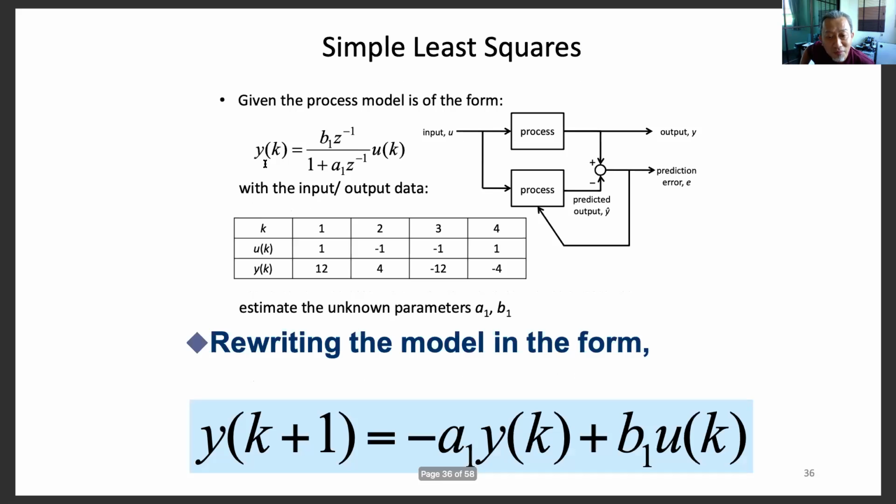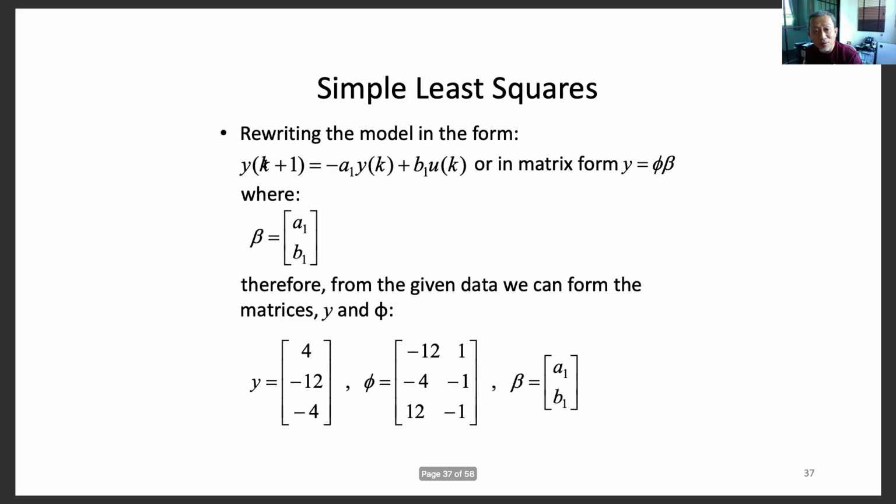Some tables have length of data 5. Here the length of data is 4. So everybody okay? If not okay, you have to try, meaning you have to train yourself, with the simple one.